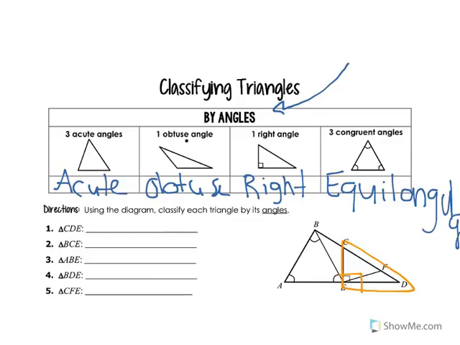So since CD has a right angle, this is a right triangle. Now we're going to look at triangle BCE. BCE. So that has an obtuse angle in it, so that's an obtuse triangle. Now we're going to look at triangle ABE. So all of those angles are the same, so that is going to be equiangular.